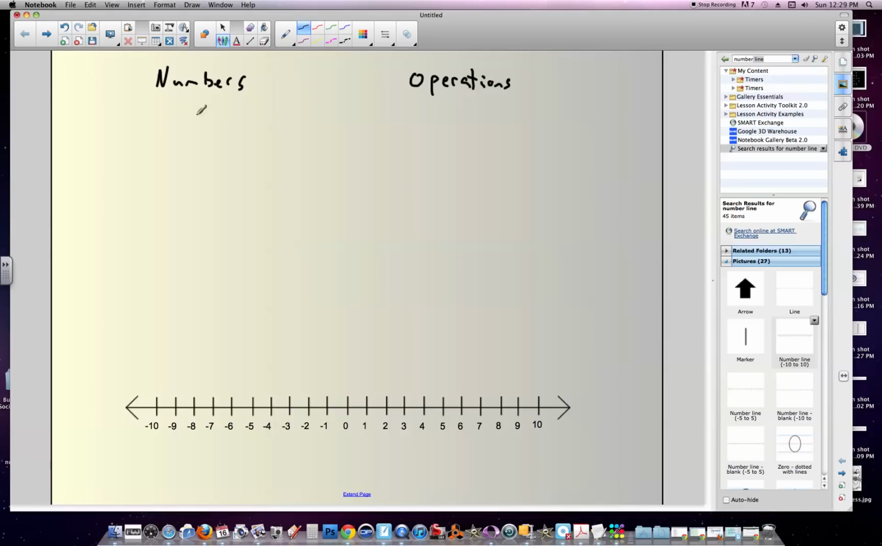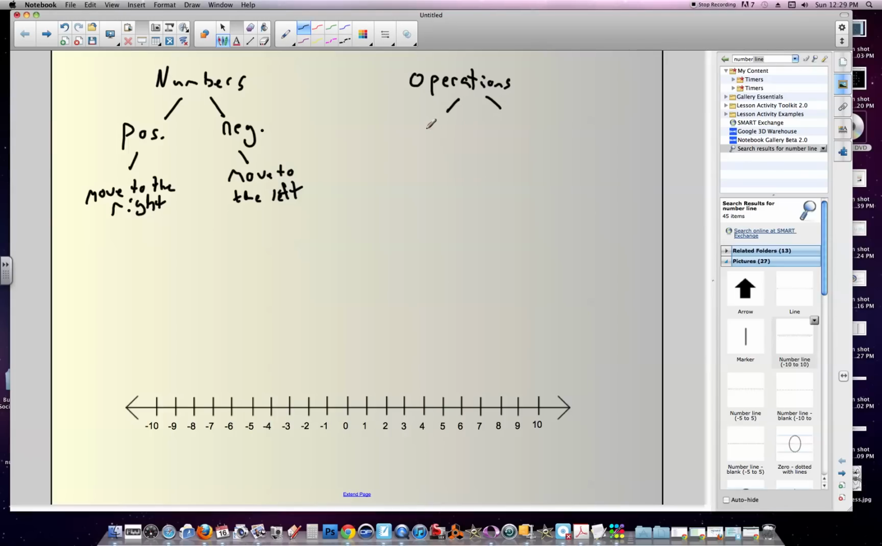Numbers are what we call terms, and what we're dealing with right now, there are two types of numbers or two types of terms, positive and negative. What's the difference between the two? Positive numbers move to the right on our number line, while negative numbers move to the left on the number line.